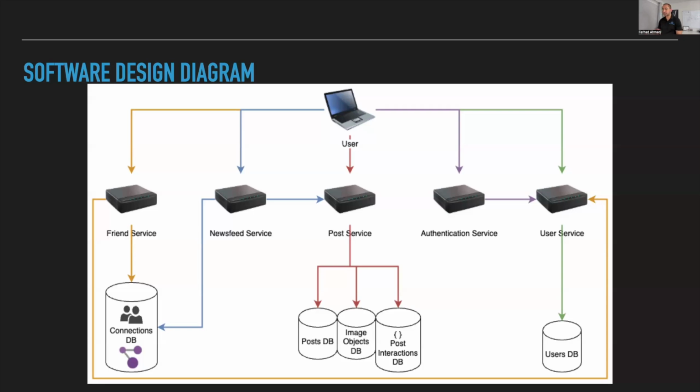We'll also have a post service that connects to 3 different databases. We'll have a posts database for which we use MySQL. We'll have an image objects database. For that, we're going to use something like an AWS S3 bucket that is actually capable of storing objects. And then we'll also have the post service connect to a post interactions database. And I used curly braces here to show that we're going to use a NoSQL database, probably MongoDB or something like that.